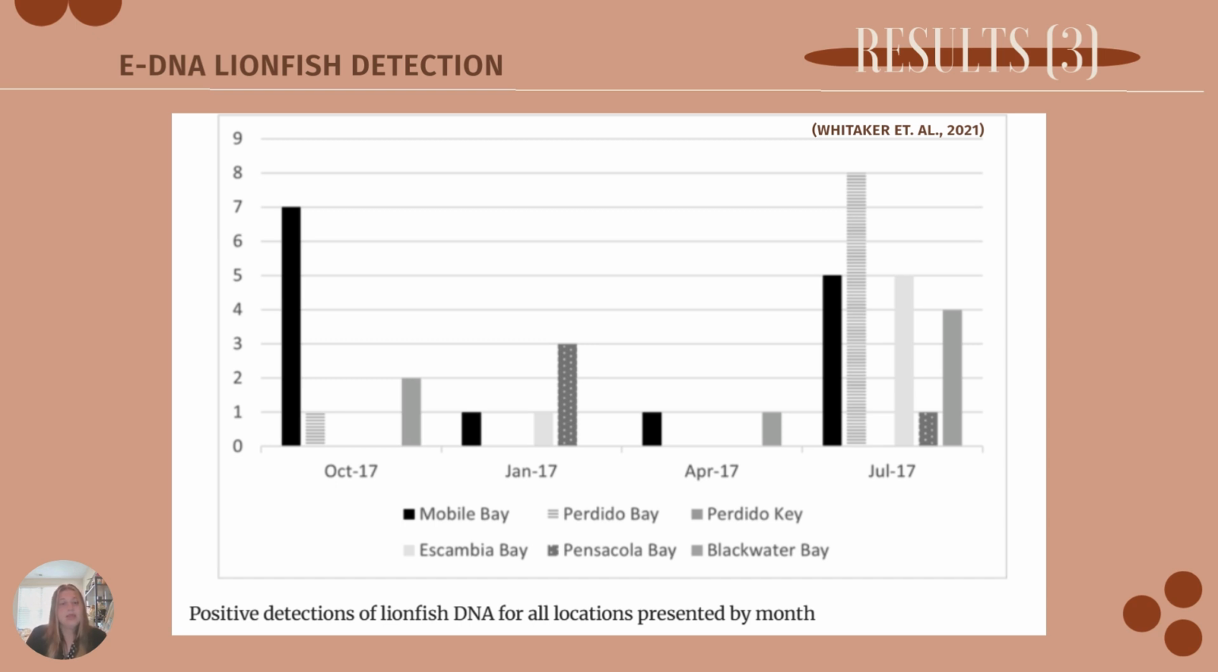Then this result shows the eDNA experiment for lionfish detection. We have the different bays in different areas that were tested between October and July. Each colored bar shows the different areas that were tested, and depending on how high up the graph, it shows the positive detections of lionfish for all locations.